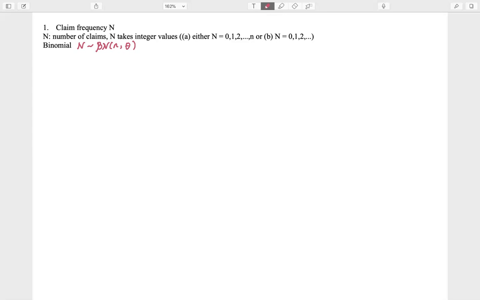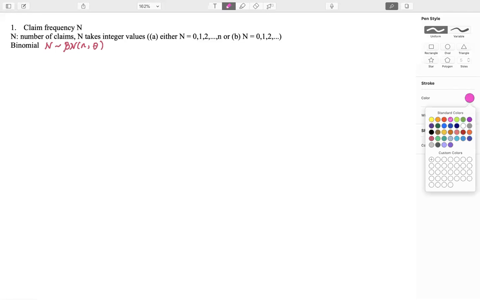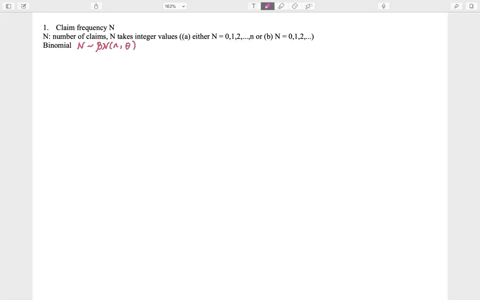And we have our usual notation: for binomial, it's a 2-parameter family, right? Small n denotes the total number. So small n, what you can think of is the total number of policies, and each policy has either no claim or 1 claim.